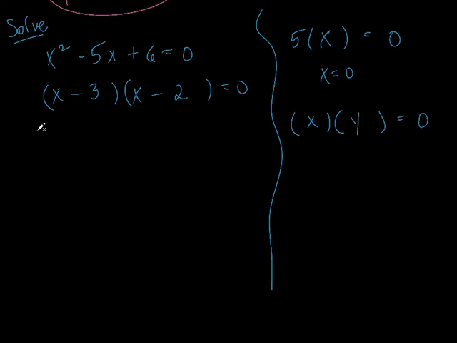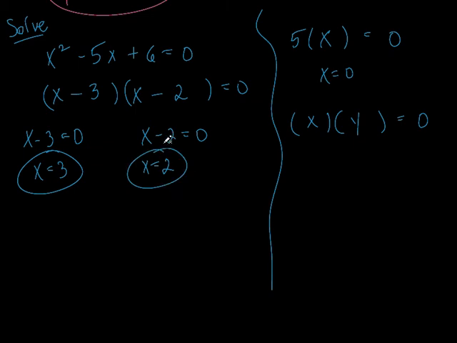So I'm going to set them both equal to 0. So x minus 3 could equal 0, right? Or what else? X minus 2 could equal 0. So let's find out what x actually could be. If x minus 3 is equal to 0, x could be 3. That's one of my answers. And then over here, add a 2 to both sides, and x could be 2. And that's one of my answers.